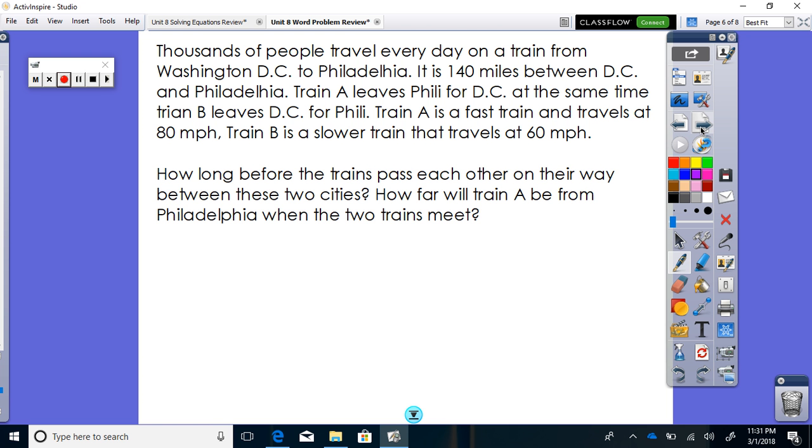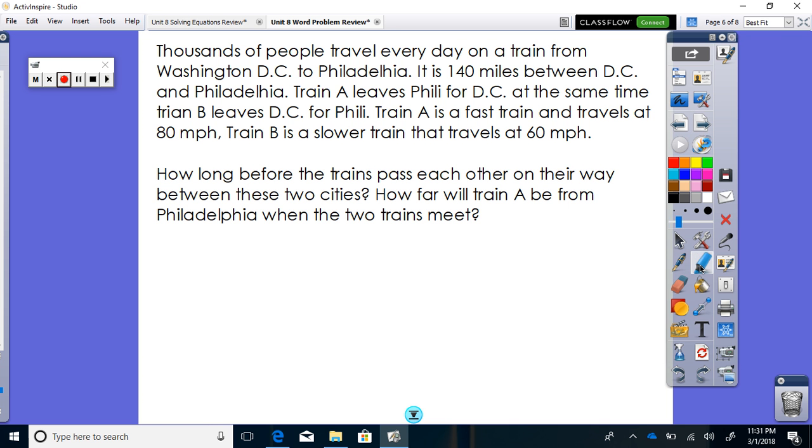Okay, similar. Thousands of people travel every day on the train from Washington, D.C. to Philadelphia. It is 140 miles between D.C. and Philadelphia. Train A leaves Philly for D.C. at the same time train B leaves D.C. for Philly. Train A is a fast train and travels at 80 miles per hour, and train B is a slower train that travels at 60 miles per hour. How long before the trains pass each other on their way between the two cities? How far will train A be from Philly when the two trains meet?